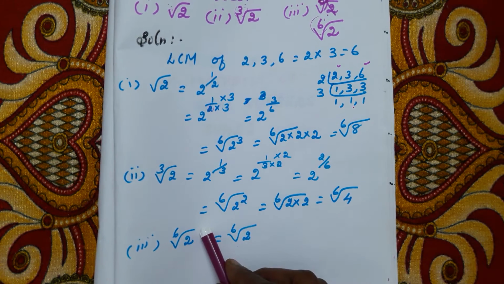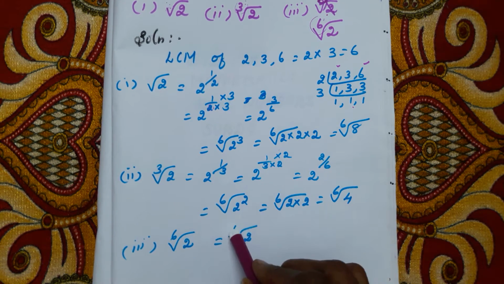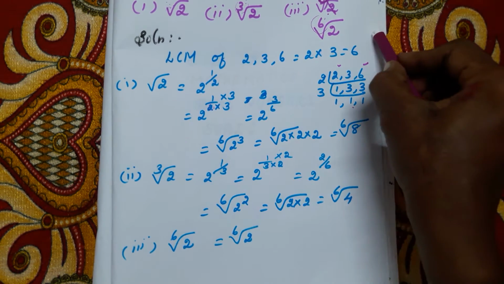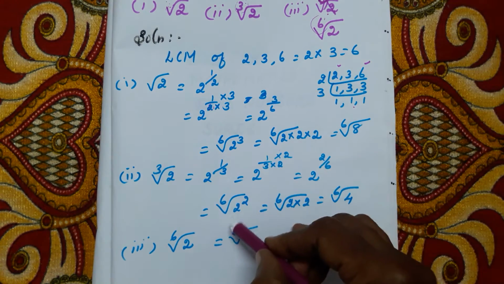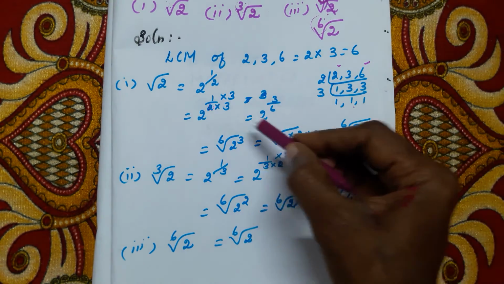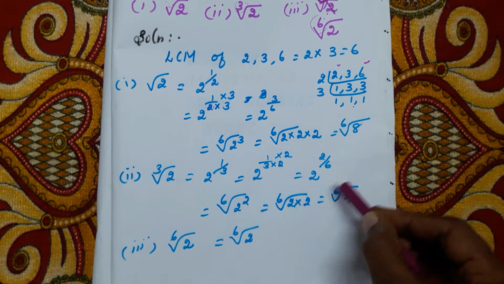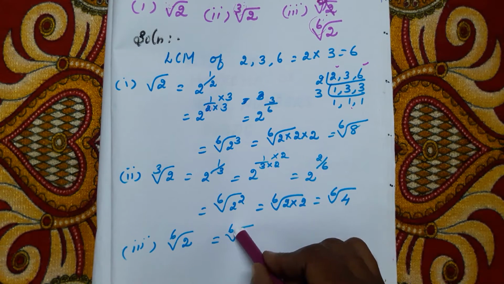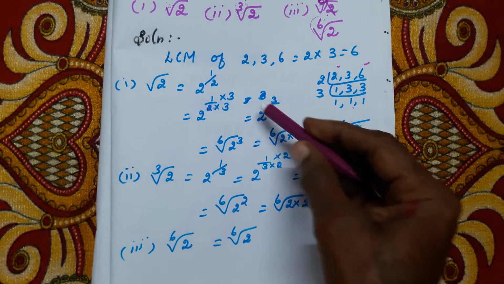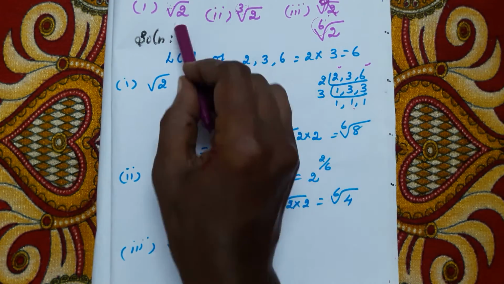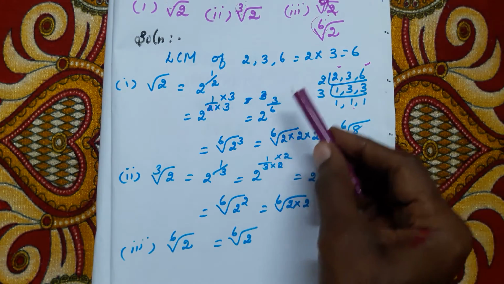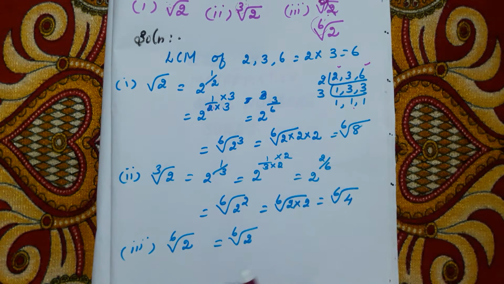Next, the third one, sixth root of 2. We can write the same. Why? The LCM is 6, and we have to convert the orders into the same order. Here also the order is 6. Now we have converted these 3 surds to the same order, 6.